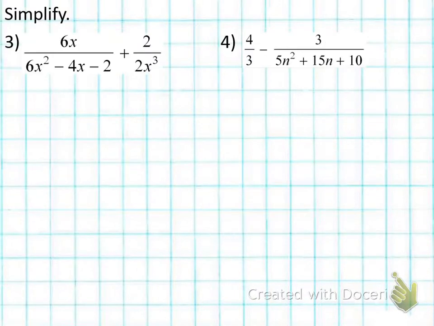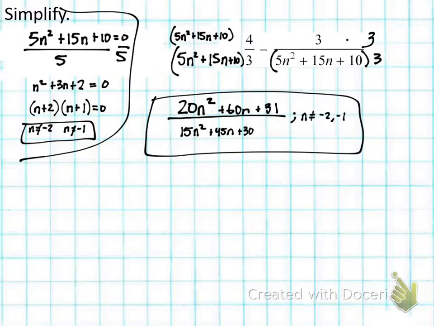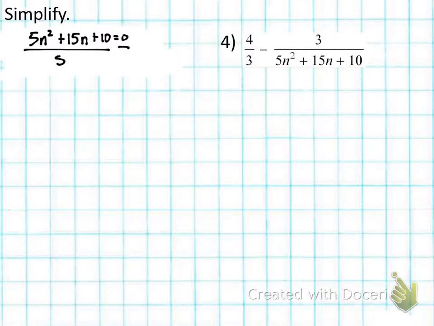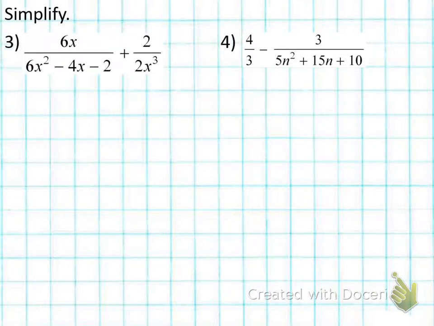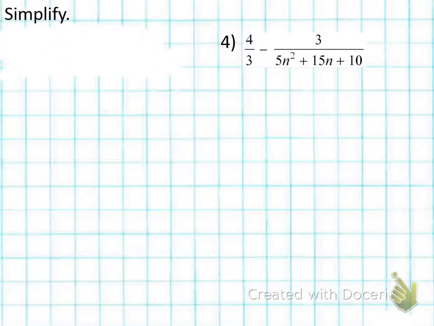Okay, continuing. We're just going to do one more because we've been working on this already. We're going to jump straight to number 4. Do we have any excluded values in the first denominator? No. Good. What about our second denominator? Yes. Okay, good. Let's put that to the side: 5n squared plus 15n plus 10 equals 0.